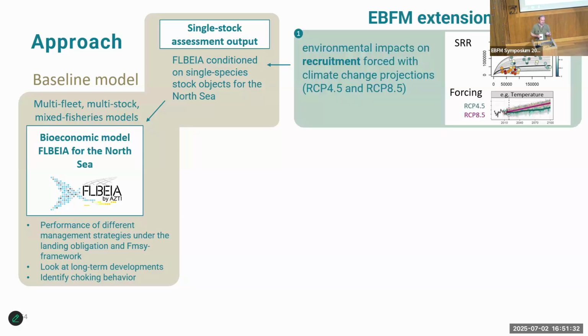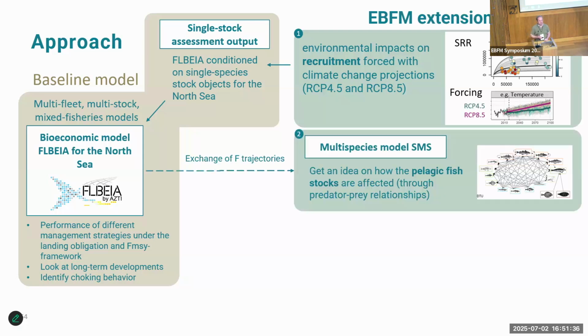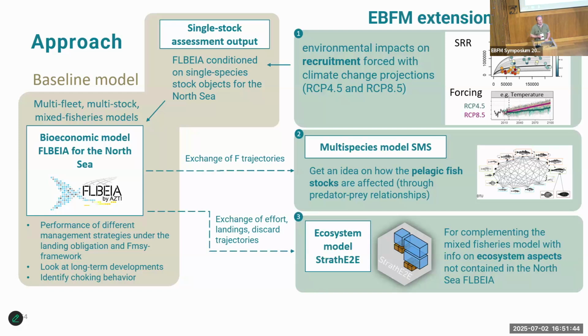So we first looked at environmental impacts on recruitment under climate change. Second, we made a link to a multi-species model, SMS, to get also an idea what happens to our pelagic and forage fish stocks. We made a link from the output of FL-BIA to the ecosystem model StrathE2E to look at the wider ecosystem aspects.